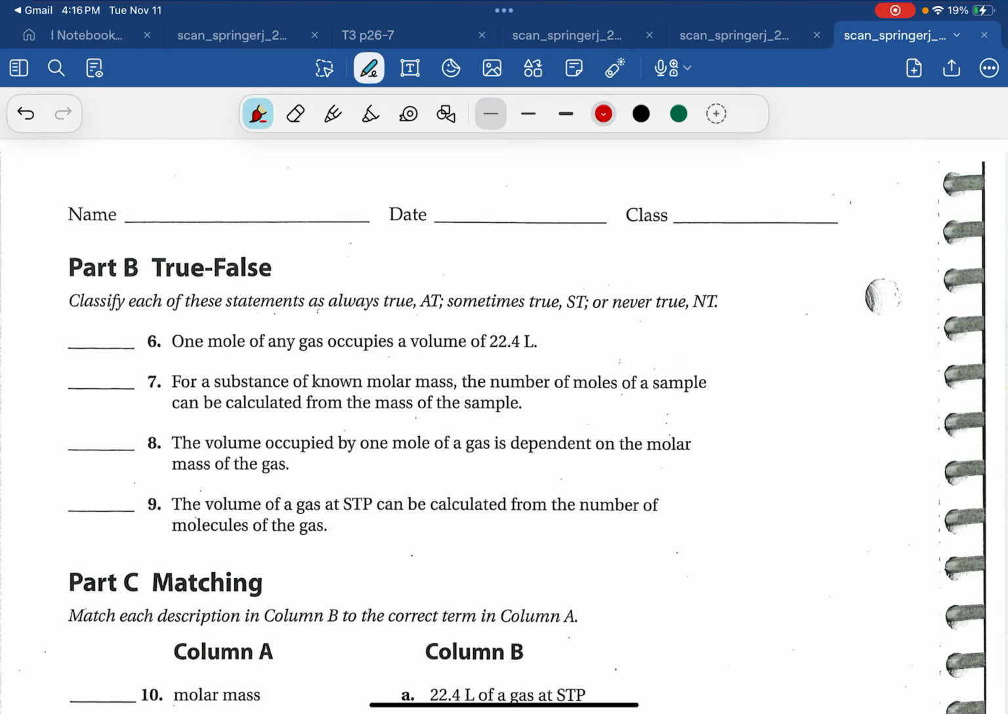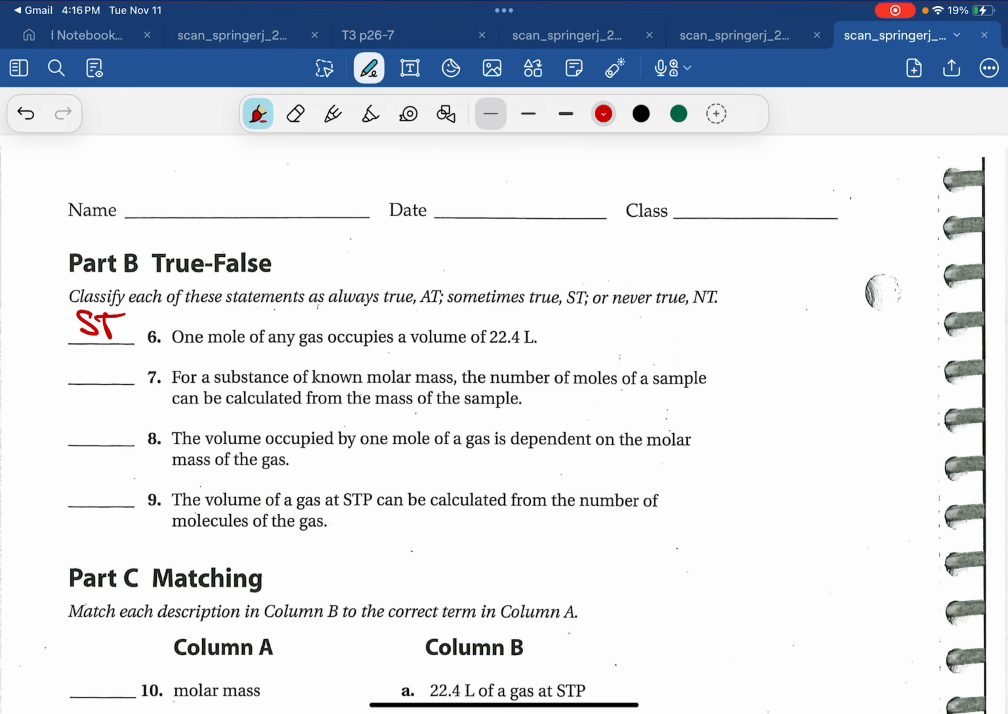True, false. Classify each of these statements. As always, true, sometimes true, never true. 1 mole of any gas occupies a volume of 22.4 liters. That's sometimes true if we're at STP, which it didn't say that in the problem, so we just have to say sometimes. 7, for a substance of known molar mass, the number of moles of a sample can be calculated from the mass of the sample. If we know the molar mass, we can get the moles if we know the mass. That's always true. The volume occupied by 1 mole of a gas is dependent on the molar mass of the gas. That is never true.